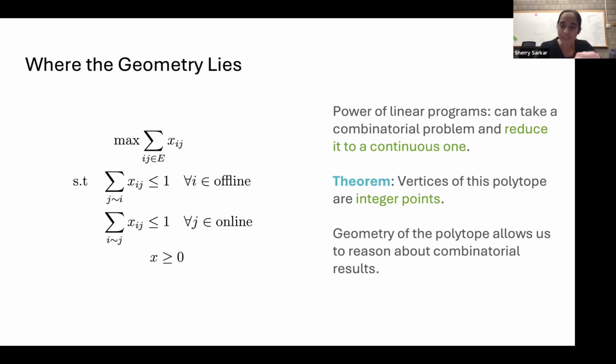And what's beautiful about this polytope in particular is that vertices of these polytopes are actually integer points. That's not something you'd always expect out of writing a linear program, but matchings in particular are beautiful that way. And what's going to happen, the theme of this talk, the theme of these techniques, is that the geometry of the polytope is going to allow us to reason about combinatorial results. So that's where the geometry of this all lies. We're doing combinatorial problems, but we're going to use geometry to solve them.